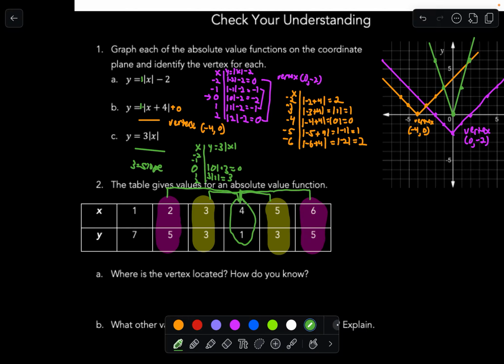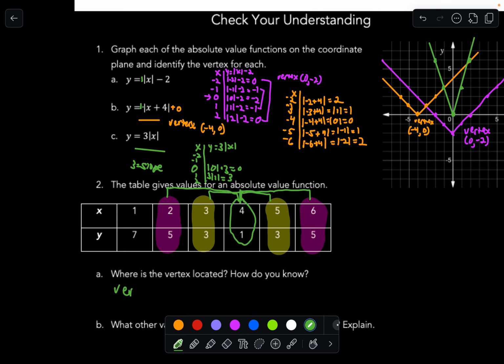So you see, it seems like when we're the same distance away from that (4, 1), the output's the same. Where is the vertex located? Well, guess what? That's where the vertex is. It's because all the points will be symmetric about the vertex point, which is (4, 1).